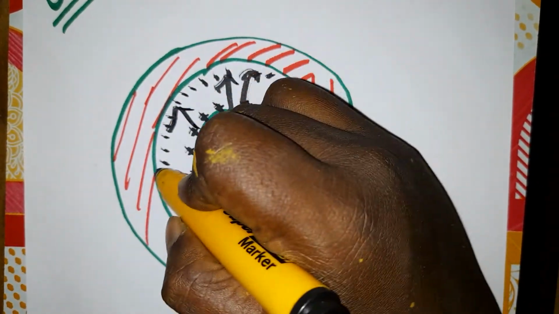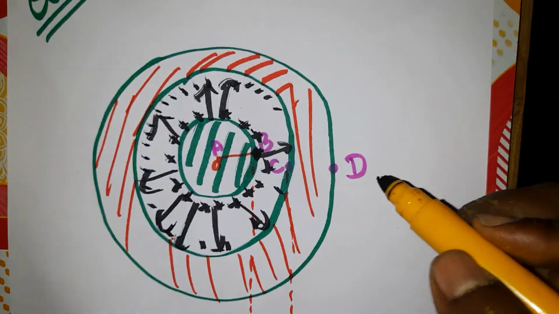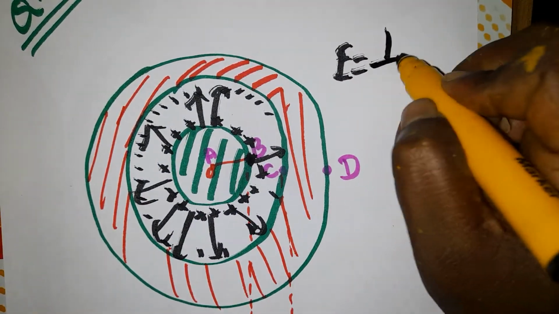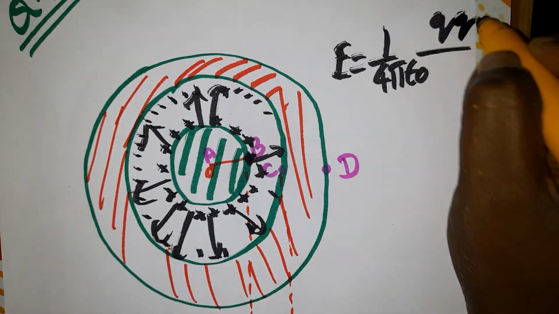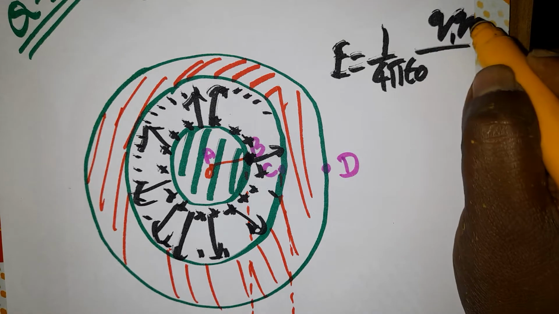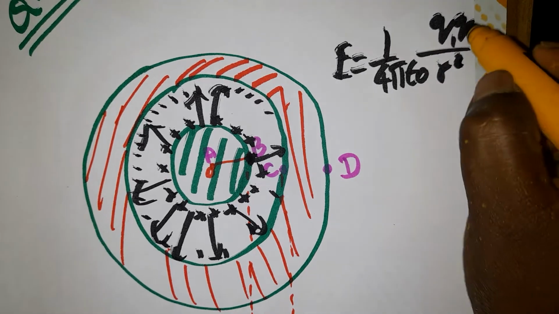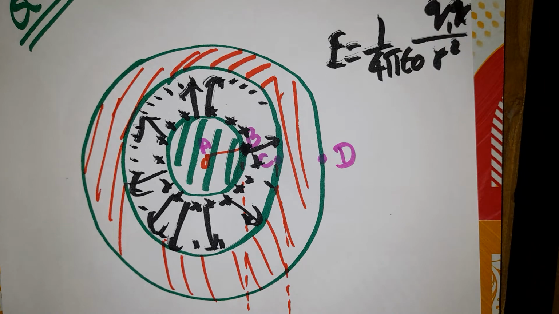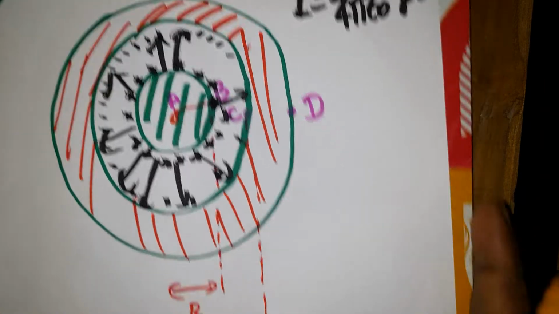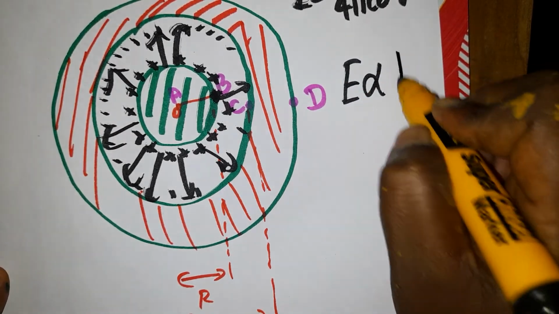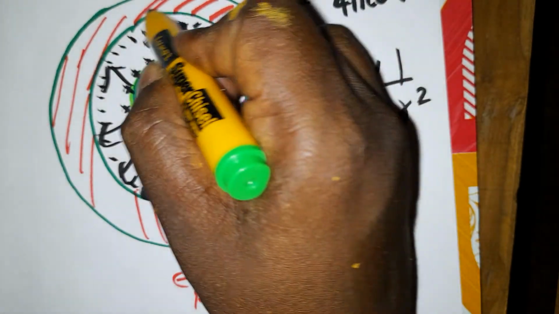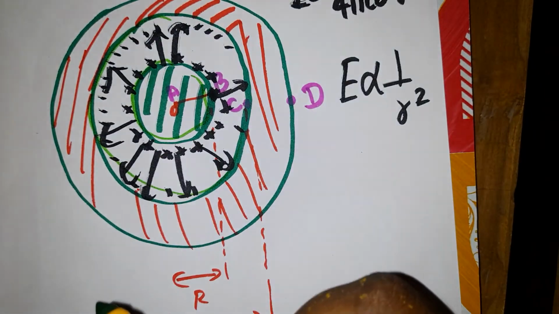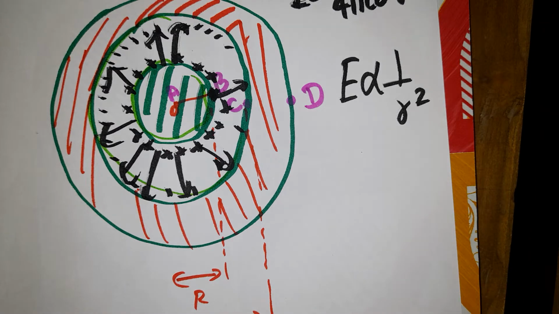So already we know the electric field formula. What is the electric field formula? E is equal to 1 divided by 4 pi epsilon naught, Q1 Q2 divided by R square. So E is inversely proportional to R square. See here, there are two places. One R will be a smaller radius, one R will be a bigger radius. B's radius is small compared to C's radius.